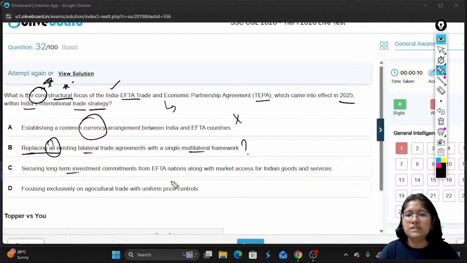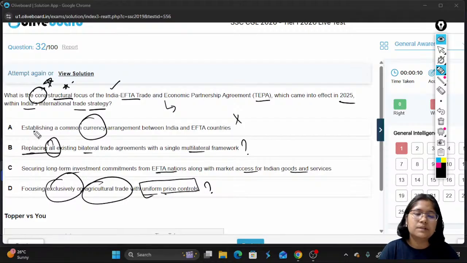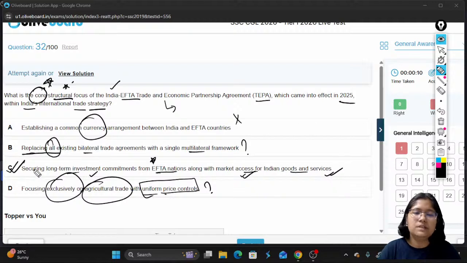Securing long-term investment commitments from EFTA nations, along with market access for Indian goods and services. Focusing exclusively on agricultural trade with uniform price control. Even if you question these statements and you are not sure about the answer, for such questions, double read the options and you will see this is the best possible option: securing long-term investment commitments from EFTA nations, along with market access for Indian goods and services. So C is the correct answer here.